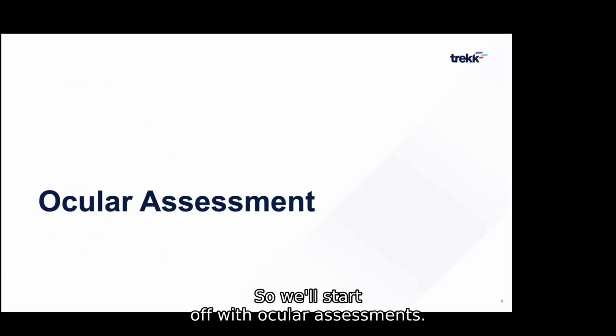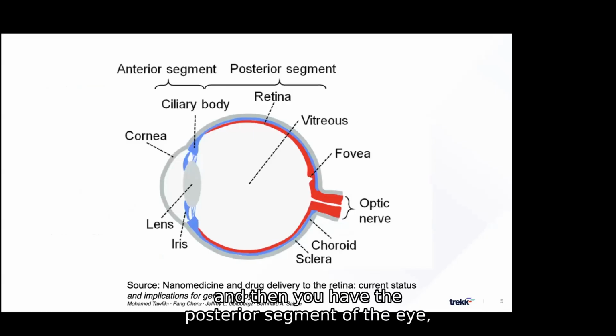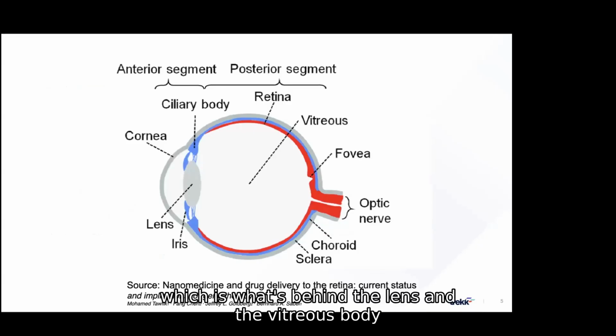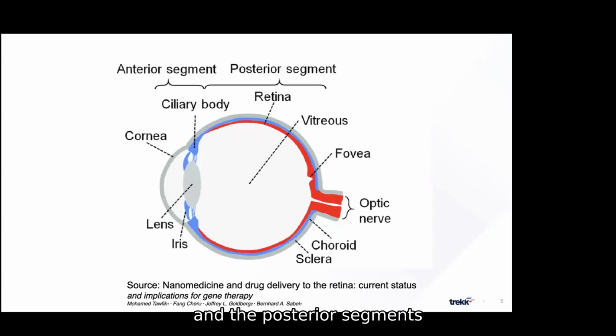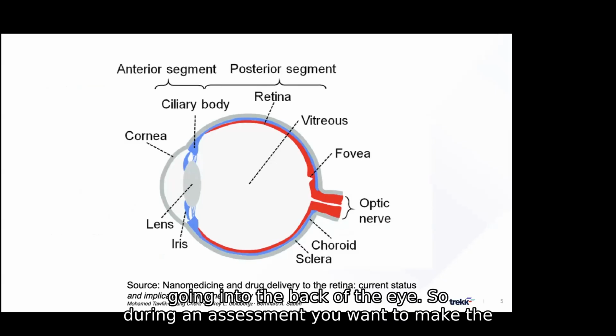So we'll start off with an ocular assessment. A review of the anatomy of the eye. You have the anterior segment of the eye, which is divided into the anterior chamber and the posterior chamber. And then you have the posterior segment of the eye, which is what's behind the lens. And the vitreous body in the posterior segment is surrounded by the retina. And at the end of the eye, you have the optic nerve going into the back of the eye.